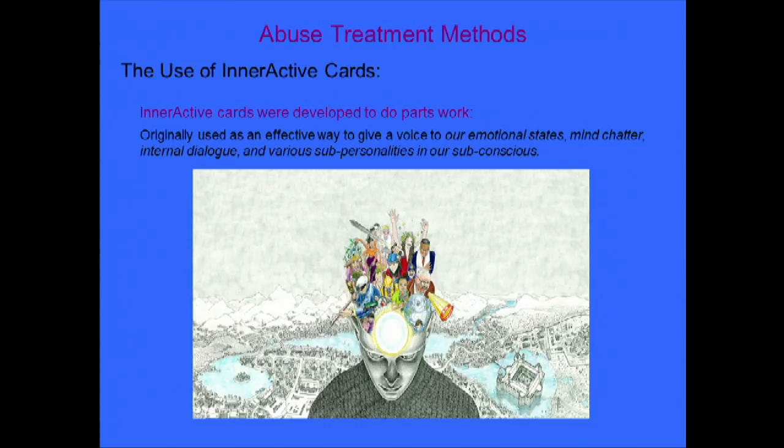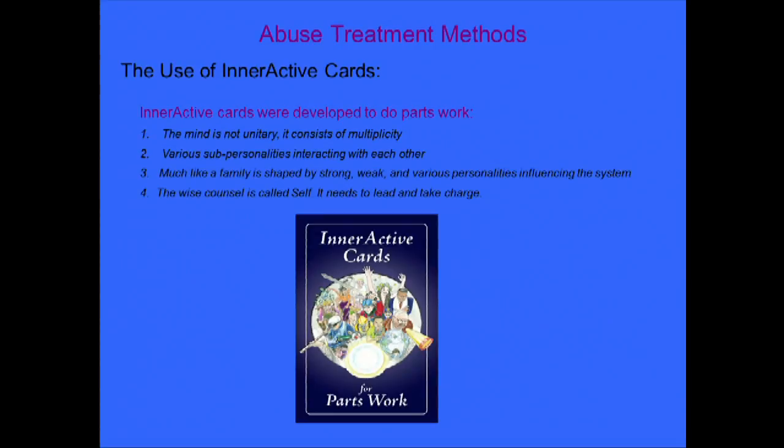So interactive cards were developed to do parts work. Okay, what's parts work? Originally used as an effective way to give a voice to our emotional states, our mind chatter, internal dialogue, and various subpersonalities in our subconscious, right? The mind is not unitary, is their concept. It consists of multiplicity, various subpersonalities interacting with each other. Basically, it's called a family systems therapy model, inside of your own internal dialogue. Much like a family is shaped by strong, weak, and various personalities influencing the system, the wise counsel is called the self. It needs to lead and take charge.